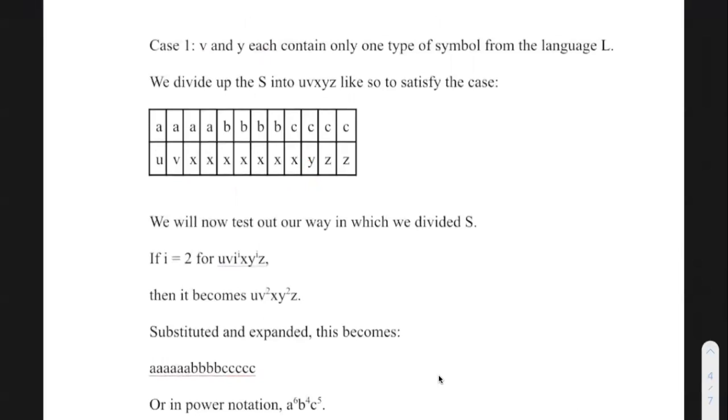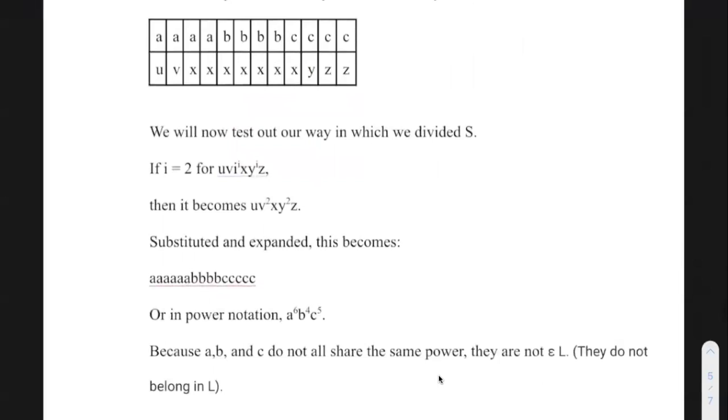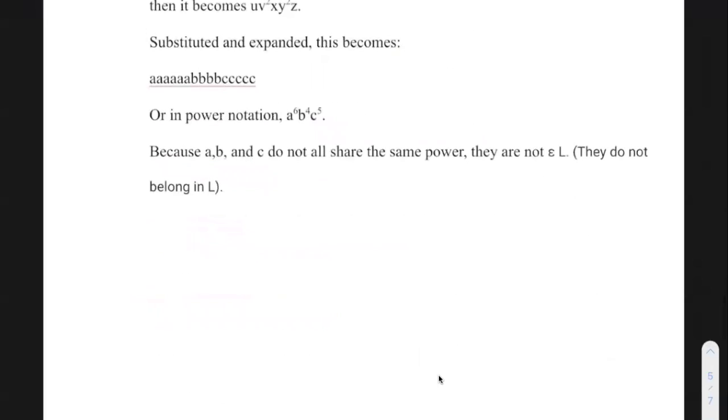So now we can actually test it to see if it satisfies the conditions. If i equals 2, for u v to the i x y to the i z, then it becomes u v squared x y squared z. Substituted in and expanded using this chart here, or just the way that we divide to split it up, we get A, B, and C. In exponent notation, because that's a lot more organized, A to the sixth, B to the fourth, and C to the fifth. But there's a problem.